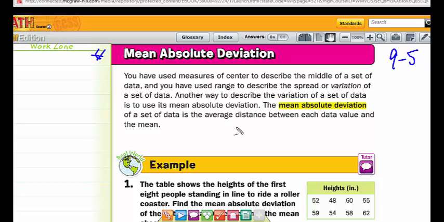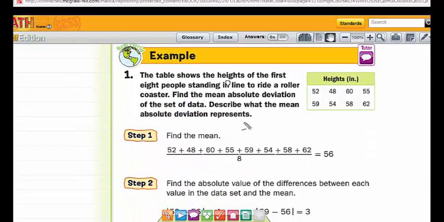You've used measures of center to describe the middle of a set of data, and you have used range to describe the spread or the variation of a set of data. Another way to describe the variation of a set of data is to use its mean absolute deviation. The mean absolute deviation of a set of data is the average distance between each data value and the mean. Or in other words, what we're really trying to find out here is how far is any individual piece of data from the mean of the set of data. So let's take a look at what that looks like.